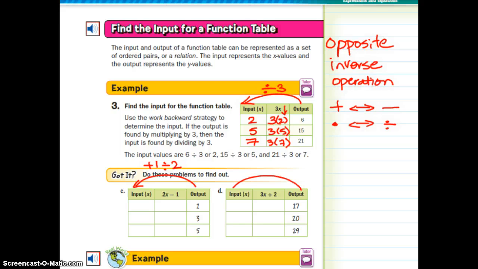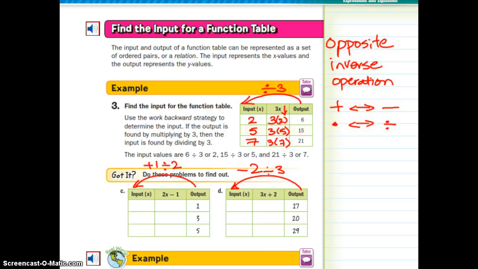So let's look at D real quick and see if you can come up with what you need to do. If I have a 3x plus 2, the reverse of 3x plus 2, Will, can you answer that? What is the opposite of plus 2? Minus 2. Minus 2, very good. What is the opposite of multiply by 3? Divide by 3. Great. So again, when you're going from output to input, you're going to do the reverse or opposite operations, starting with the add, subtract, and then going with the multiply, divide.